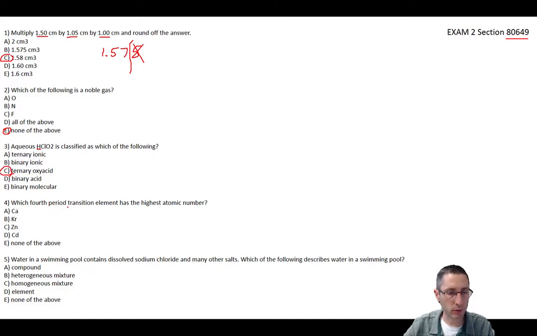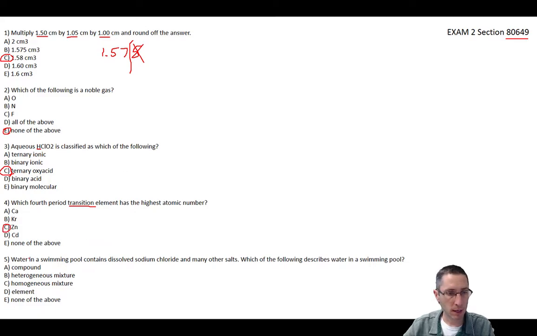Number 4, which fourth period transition element has the highest atomic number? Keyword here is transition, so remember you're in that center area of the periodic table. For this, the fourth period down, this would be the elements from scandium to zinc. So zinc has the highest atomic number of those elements.